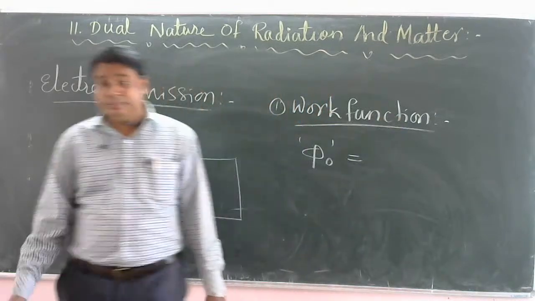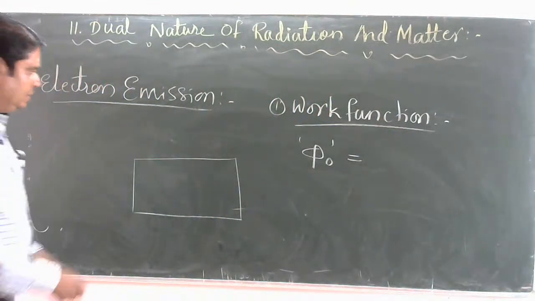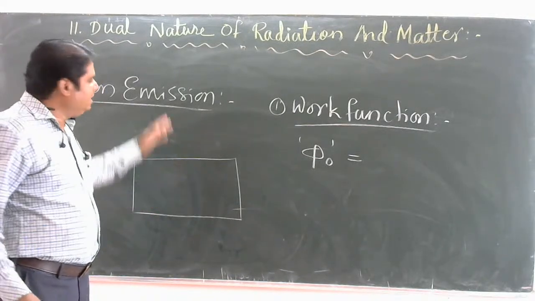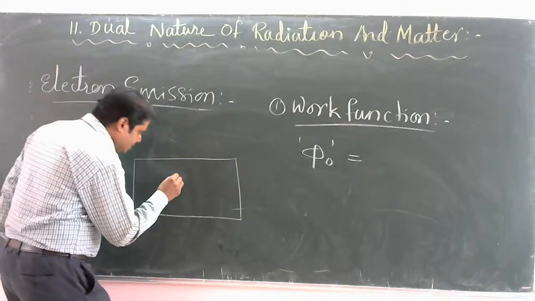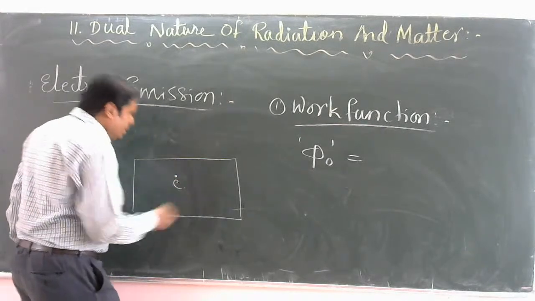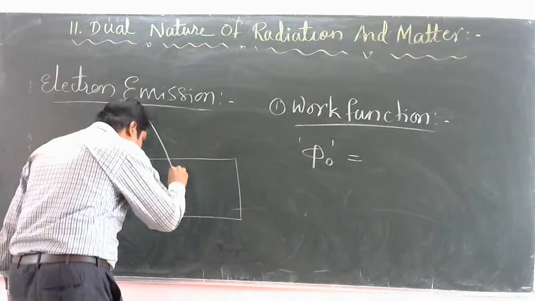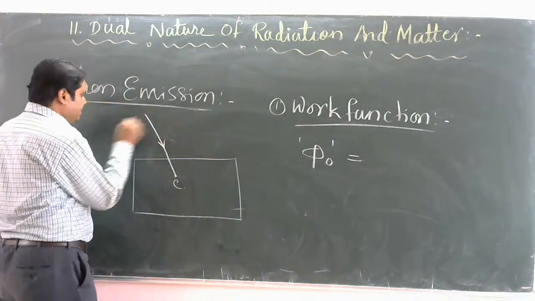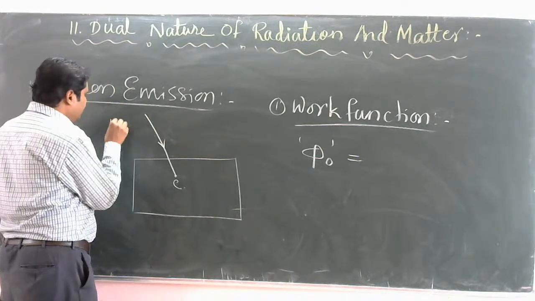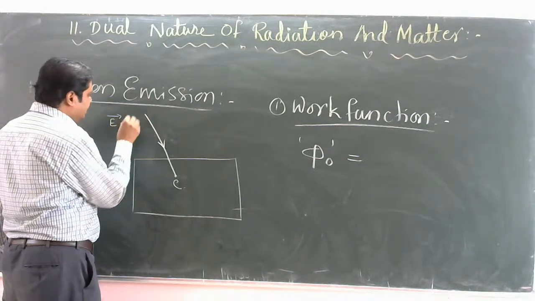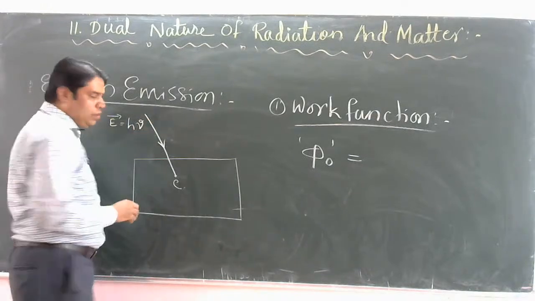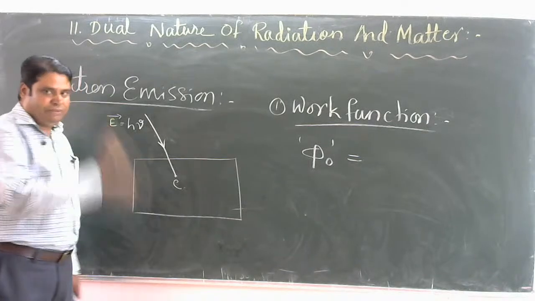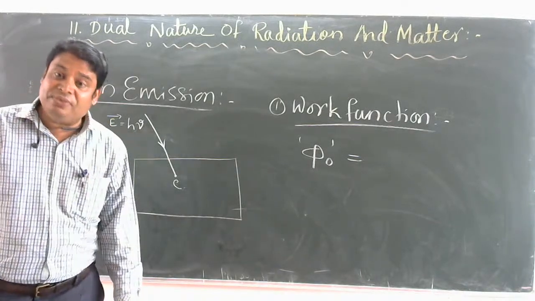What is work function then? The minimum energy. See here, this is an electron. The minimum energy in the form of radiation, of course. This is radiation. Energy supplied in the form of E is equal to h nu, where h is Planck's constant, nu is the frequency of your radiation.